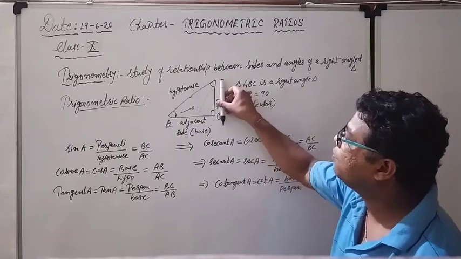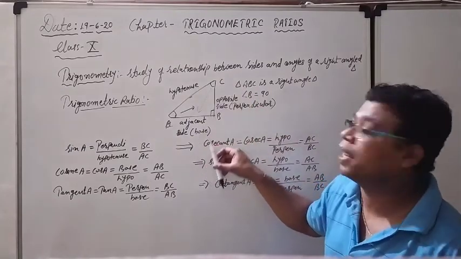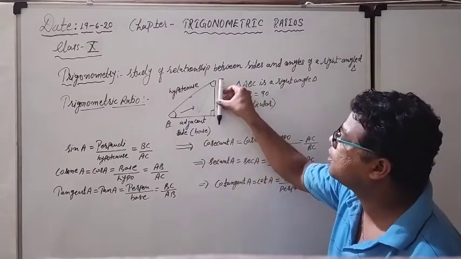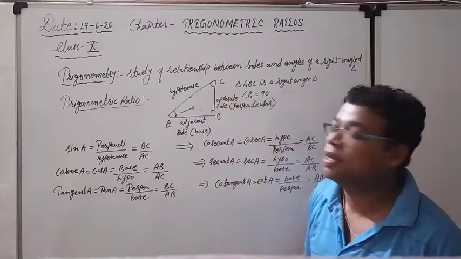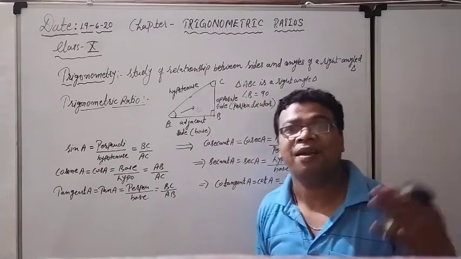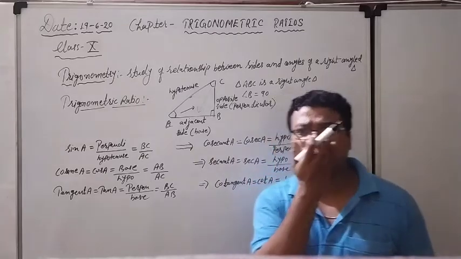And the side which is attached to that particular angle, meaning BC, which is attached to the vertex C, will be considered as the base. That is the basic thing that we have to see.